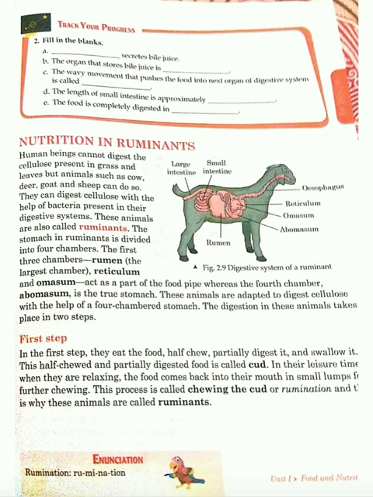Students, now we were on page number 23, the fill in the blanks, and nutrition in ruminants we have to discuss. First of all, dash secretes bile juice. Which organ of our body secretes bile juice? That is the liver. The organ that stores bile juice is the gallbladder. The bile juice is stored in our gallbladder and it is of alkaline nature.